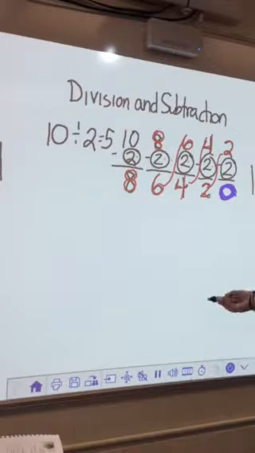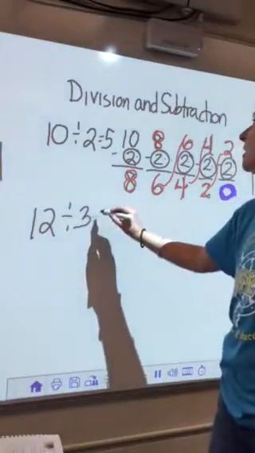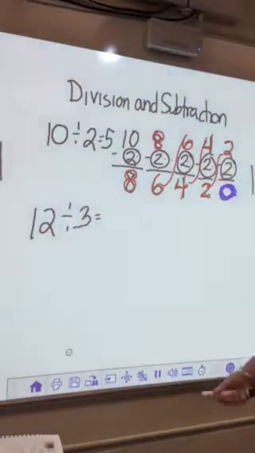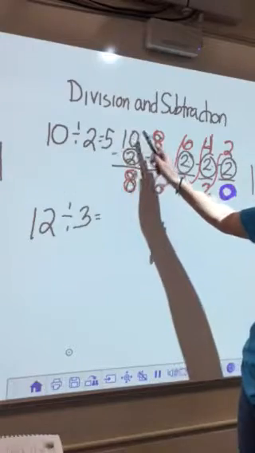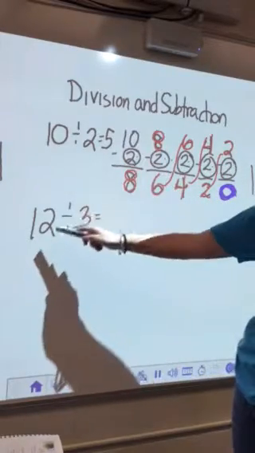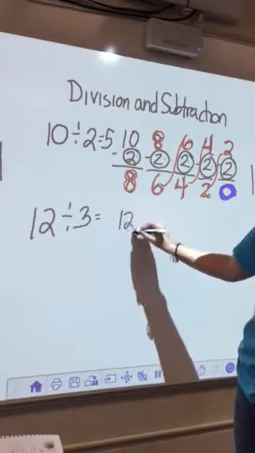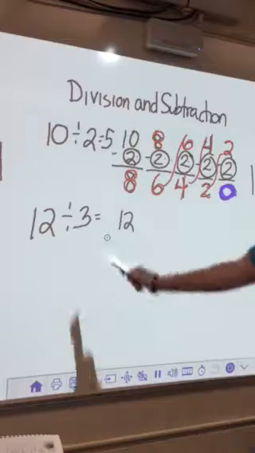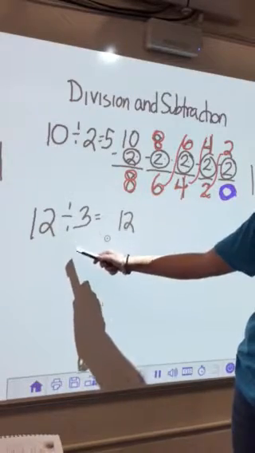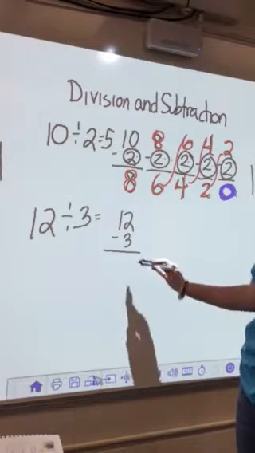Want me to show it to you one more time? Let's go 12 divided by 3. See if you can figure out this time what subtraction problem you would start with. Let's see, this was 10 divided by 2. I put the 10 at the top. So here I'd probably put the 12 at the top. I subtracted 2 because I want to find out how many groups of 2. Well, here I should subtract 3. 12 minus 3 is a basic fact.